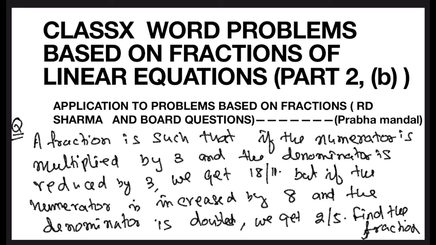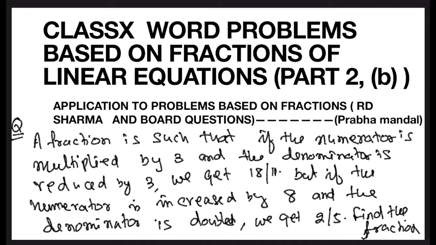So, in this question, what he is saying is a fraction is such that if the numerator is multiplied by 3. You know what a fraction is, it is in the form of p upon q, isn't it? Numerator upon denominator, that is the fraction. If the numerator is multiplied by 3 and the denominator is reduced by 3, whatever the denominator is, you take away 3, then the fraction will become the result.